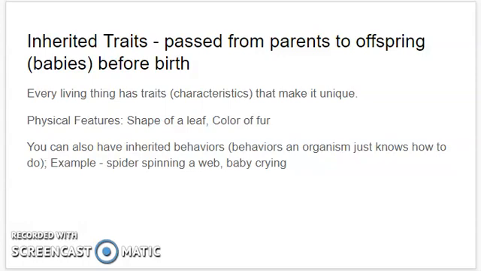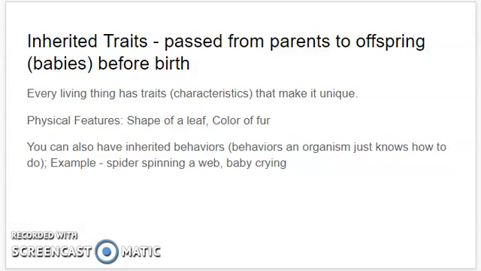Color of fur. On an animal, let's think about panda bears, black and white fur. That color of fur is kind of similar to a human's color of hair, right? That is something that they get from their parents, and it's passed on to the offspring. Okay? There are such things as behaviors that an organism is born knowing how to do, and those are actually called instincts. So I don't want you to think that everything that's inherited is a body structure.